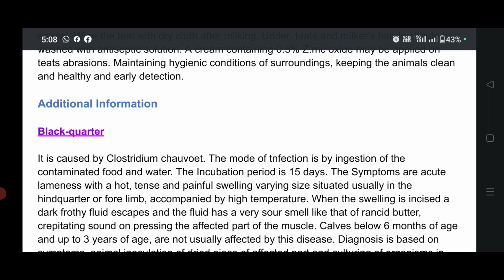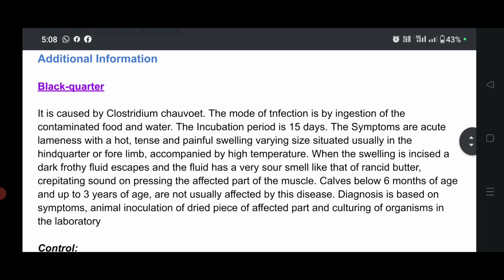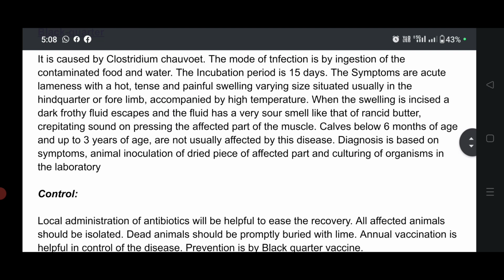Calves below 6 months of age and up to 3 years of age are not usually affected by this disease. Diagnosis is based on symptoms, animal inoculation of a dried piece of the affected part, and culturing of organisms in the laboratory. Control: local administration of antibiotics will be helpful to ease the recovery.